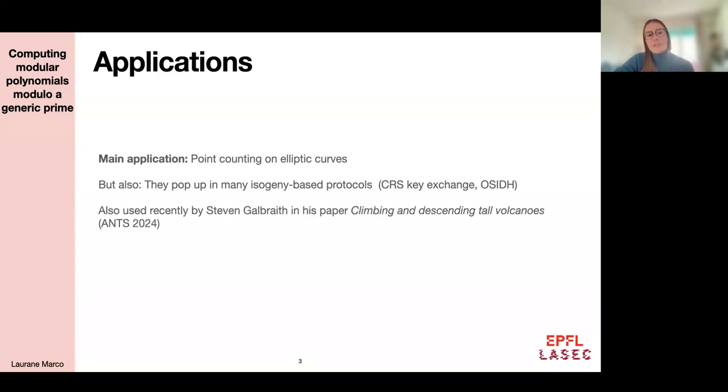And in our case, Steven Galbraith, that I worked with on this project, also used them in his recent paper, Climbing and Descending Tall Volcanoes at ANTS, and that's how he got interested in the subject, also because he saw a talk by Sabrina Kunzweiler and Damien Robert at ANTS as well. I'm going to talk about this more a bit later, specifically about computing modular polynomials.